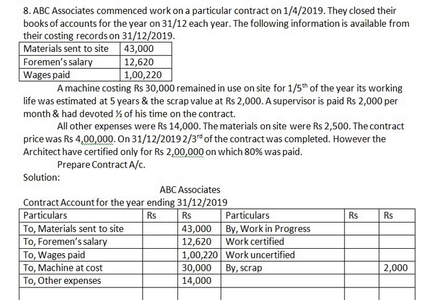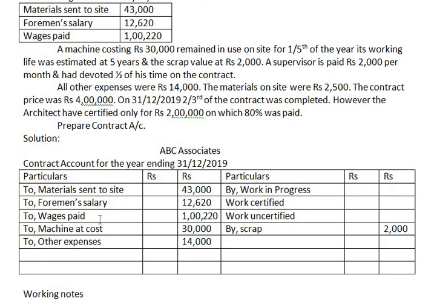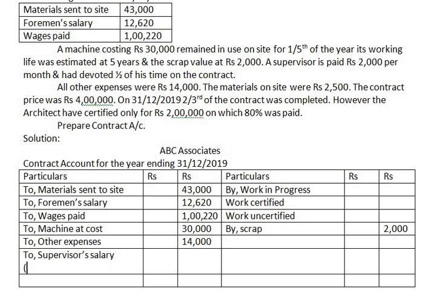Okay, then here supervisor is paid rupees 2,000 per month and devoted half of his time on the contract. To supervisor's salary. Okay, show the calculation in bracket. Okay, what they have told, rupees 2,000 per month.